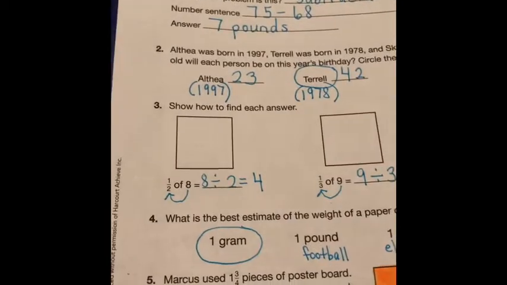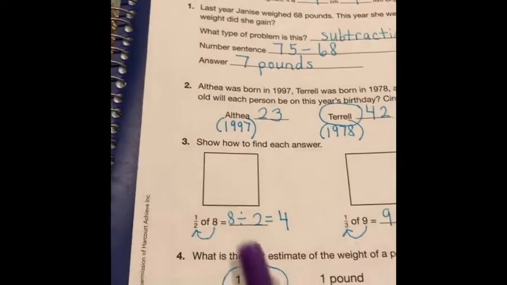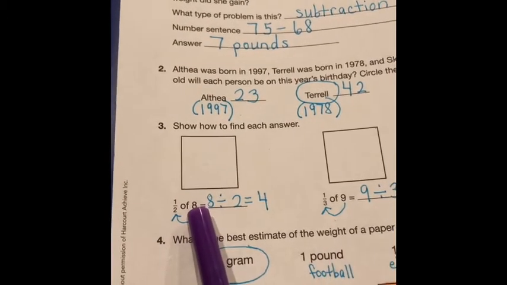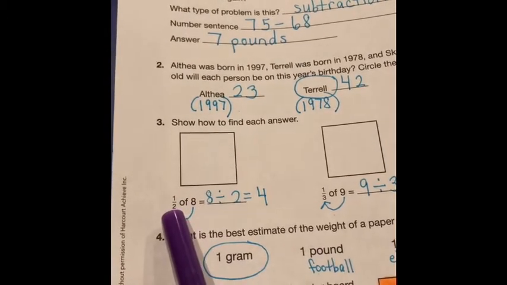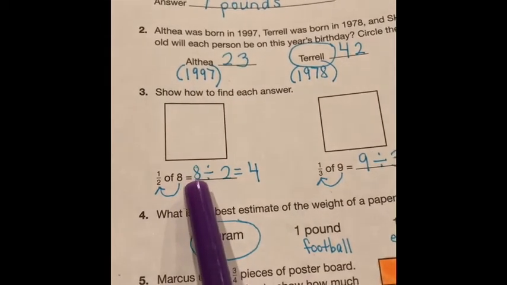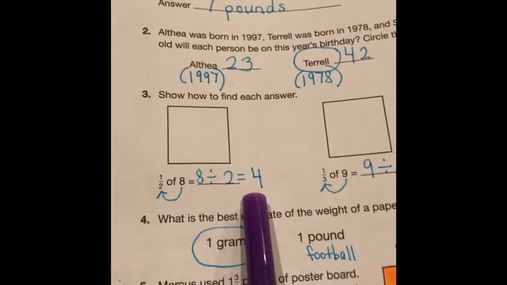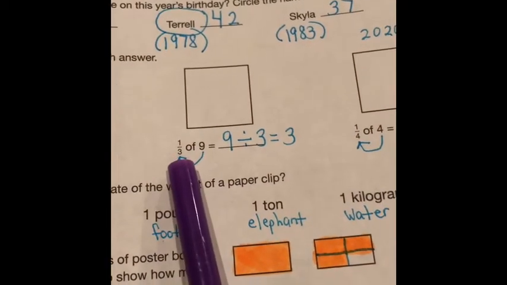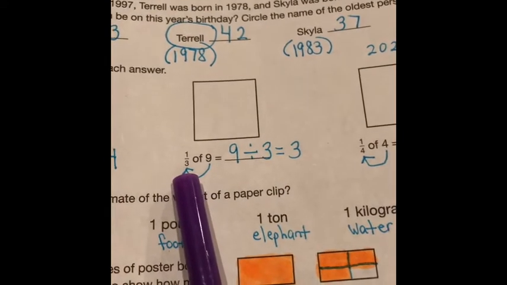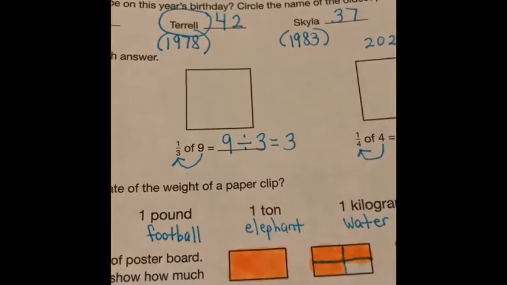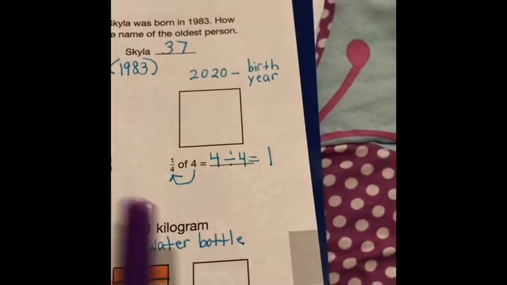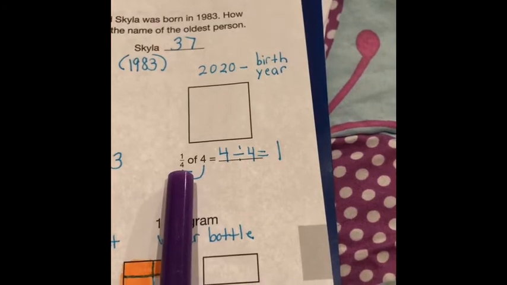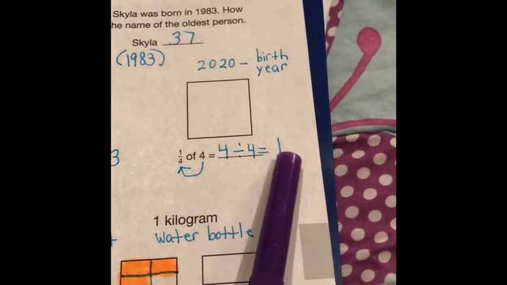On number 3, just recall that a fraction bar also means division, and that what we're doing is we're taking 8 of something and splitting it into 2 pieces, which is the same as dividing 8 by 2, which would be 4. On this one, we're taking 9 of something and dividing it into thirds, and thirds means 3 pieces, so we're taking 9 and dividing it by 3. On this one, we're taking 4 and putting it into 4 pieces, or 4 divided by 4 is 1.